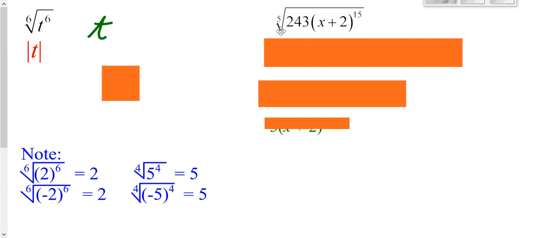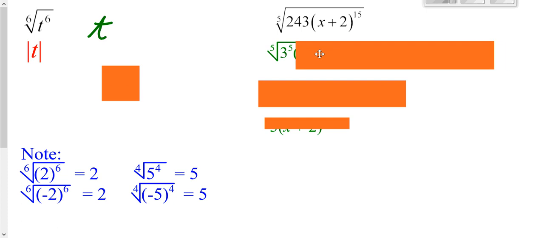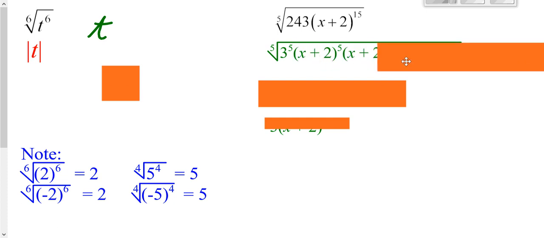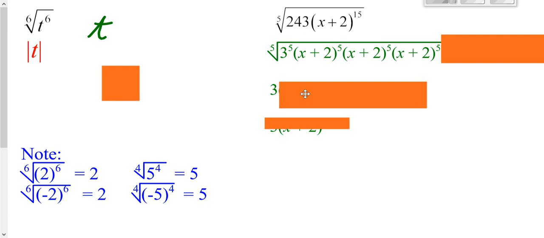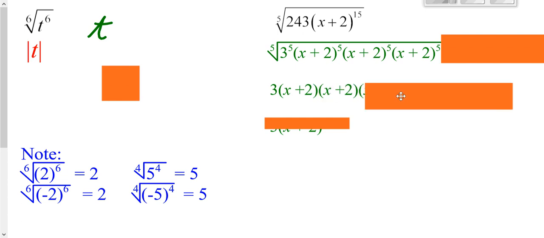So on this one over here, we want to rewrite the inside as something to the 5th power because we have a 5th root. Well, we have a 3 to the 5th. This would be an x plus 2 to the 5th, another x plus 2 to the 5th, which would only be x plus 2 to the 10th, so we need a third x plus 2 to the 5th. Then your 5th root will cancel out each one of these 5th powers, leaving you with just a 3, an x plus 2 from this, an x plus 2 from the middle one, and an x plus 2 from the last one. So we could write that as an x plus 2 all to the 3rd power.